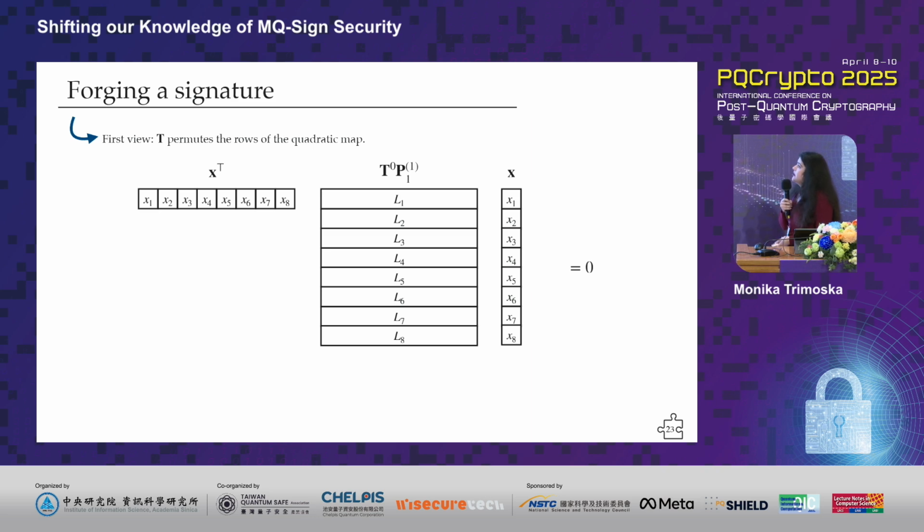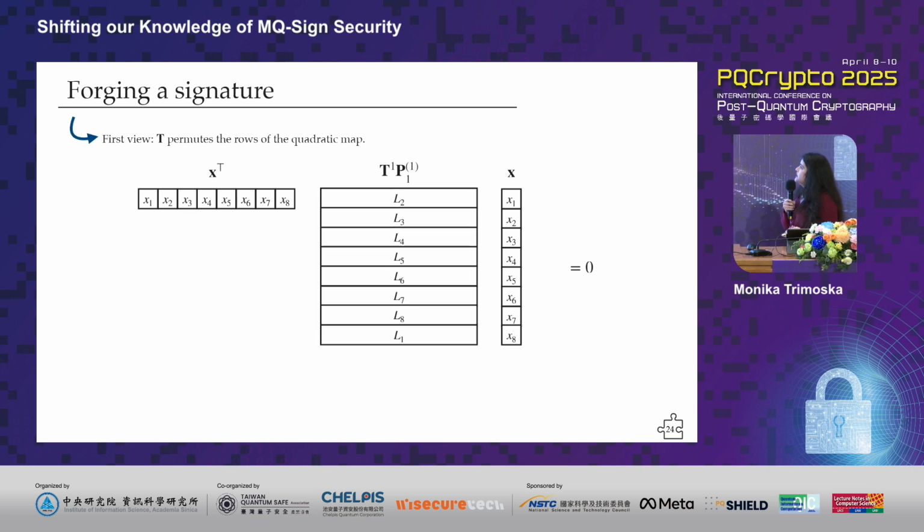Okay, so this is the first view of the problem: T permutes the rows of the quadratic map. This is multiplied by the identity for the first equation, then you do the permutation, so this is T times P1, and then you do this again for the third equation, so you get T squared times P1, and then again for the fourth equation, so you get T to the third times P1. So that is one way to look at your equation. You have the 4 equations that you need to satisfy with this vector here. But an alternative view would be, this is associative, right?